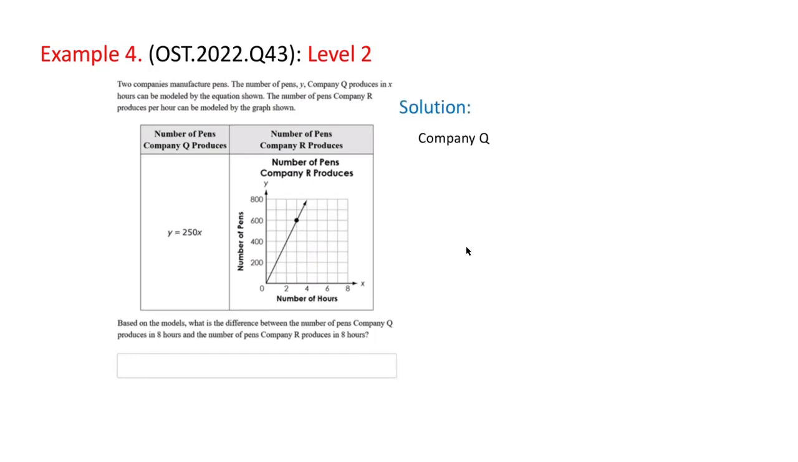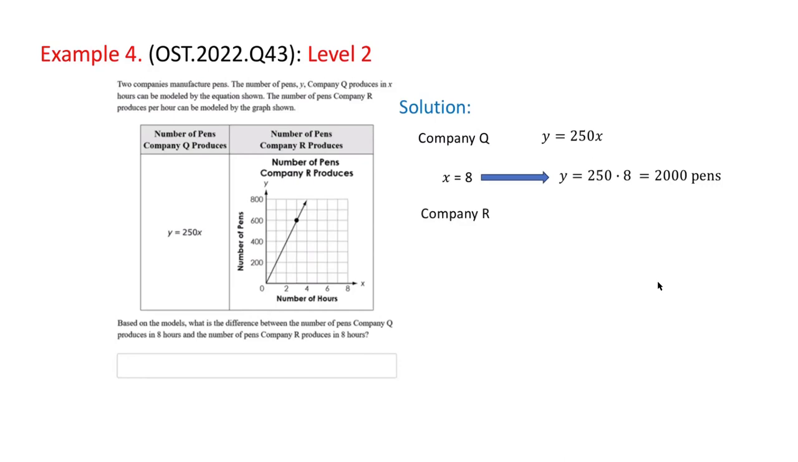Company Q, that's the equation. x is 8. They want this to be for 8 hours, okay? Based on the models, what is the difference? The difference, be careful about this word, between the number of pens company Q produces in 8 hours and the number of pens company R produces in 8 hours. In 8 hours, so we put 8 here instead of this x, 250 times 8, that will be 2,000 pens.